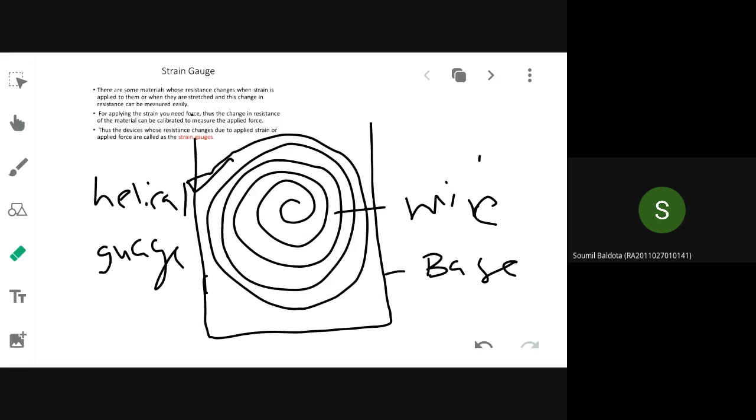Okay, so today we will be discussing the resistive type of transducers. First, we will discuss strain gauge, potentiometer. All these are coming under the resistive category of transducers. So first, let us discuss strain gauge.